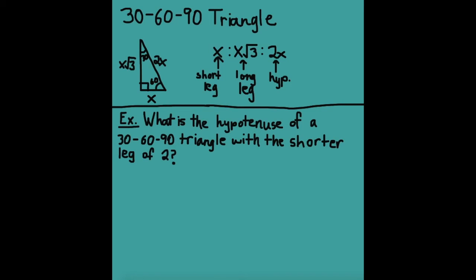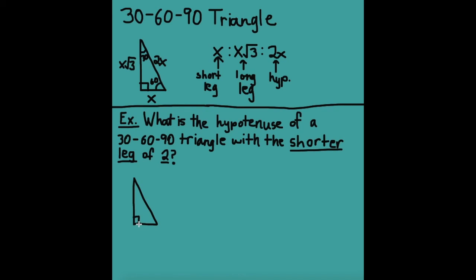In this problem, they only gave us one leg, which is 2. However, they specified that the shorter leg is 2, meaning that this is the leg opposite the 30-degree angle. So let's draw a picture.